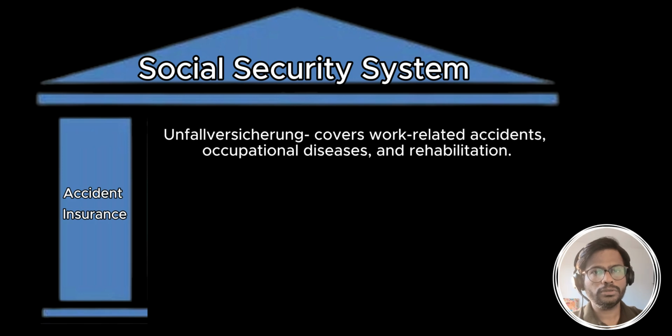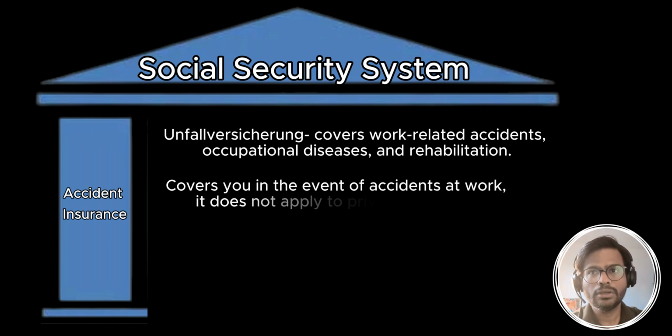Let's say you are working at the desk for hours and hours, and due to which you are not able to work, or some burnout. Or say you are working in the field and cut your hand, or anything which damages your health, and you fall into an accident. These kinds of expenses will be covered under accident insurance. It covers you in the event of an accident at work. It does not apply to a private accident. So one point I need to highlight here is this doesn't cover your private accident.